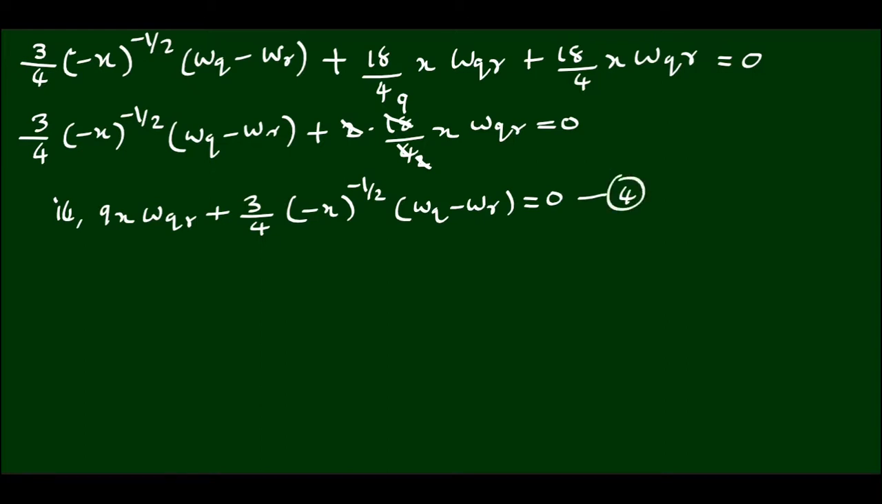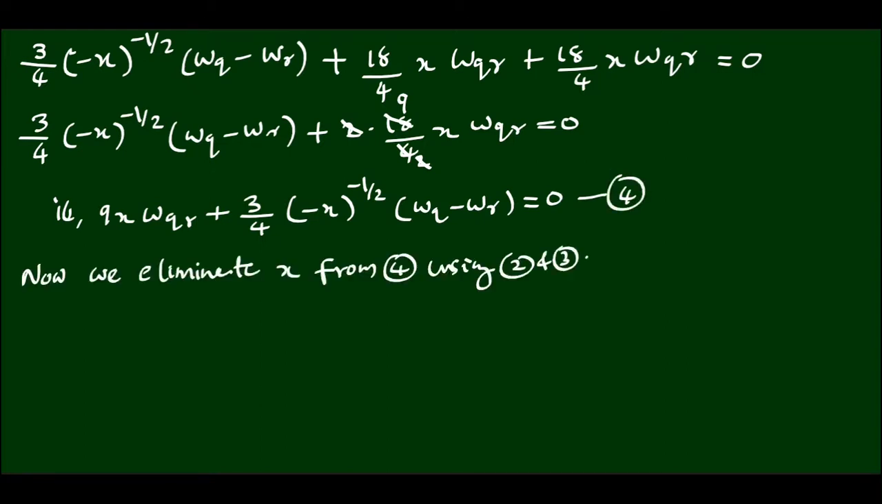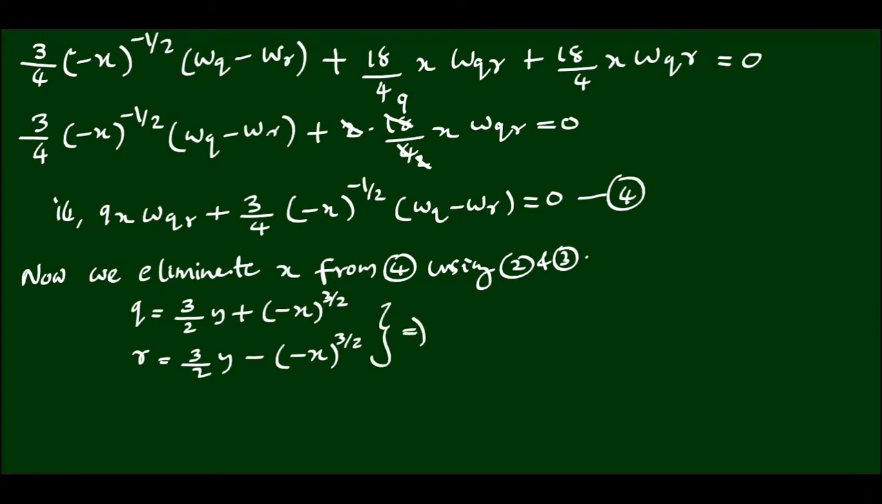Okay, so we write that equation 2 is q equal to 3 by 2 y plus minus x all raised to 3 by 2, and equation number 3 is r equal to 3 by 2 times y minus minus x raised to 3 by 2. From these two equations we will get q minus r.